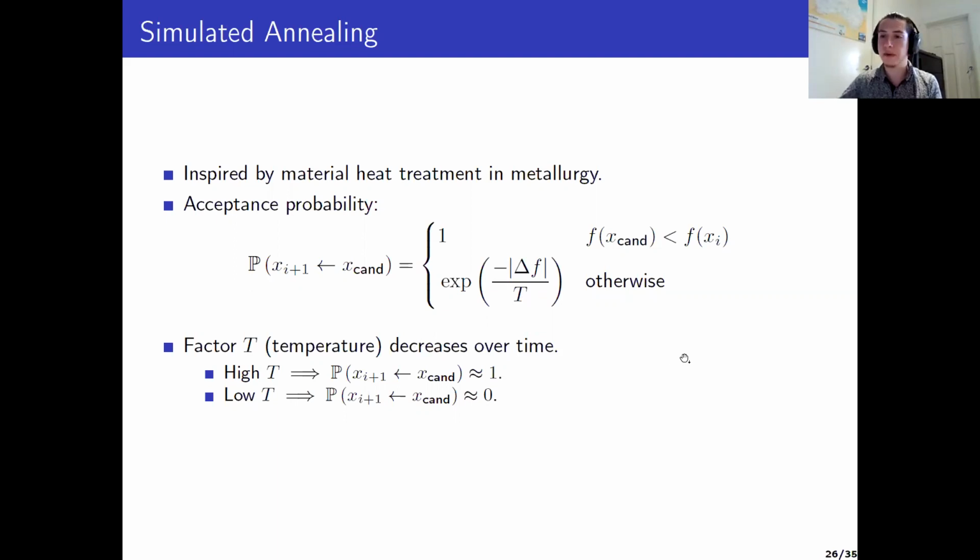So at the beginning of the iteration, we have high values of the temperature. That means that this probability gets closer to 1. So candidates are often picked even though the value of the objective function is not improved. However, as time goes on, the temperature gets lower and this probability gets closer to 0. So then we get stuck in some points and we do not accept candidates that give us worse values. And the idea is that the process will end up tending towards a global optimum instead of a local one.